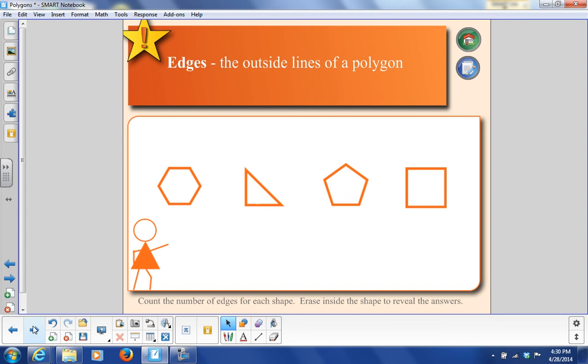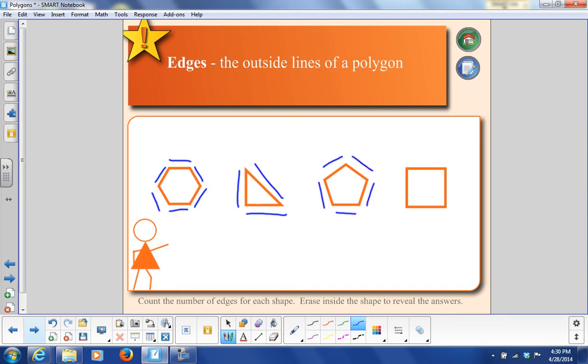Edges are important to know. Edges are the outside lines of a polygon. So when you're asked to find out what an edge is, or count how many edges there are, on this one there would be a total of 6 edges. This has 1, 2, 3 edges. This has 1, 2, 3, 4, 5 edges. This has 1, 2, 3, 4 edges.